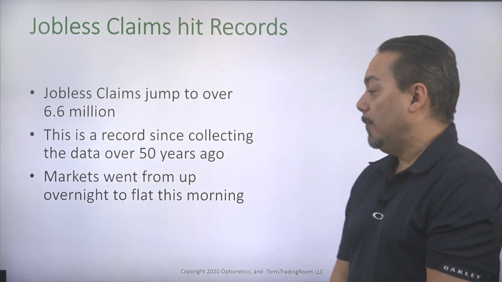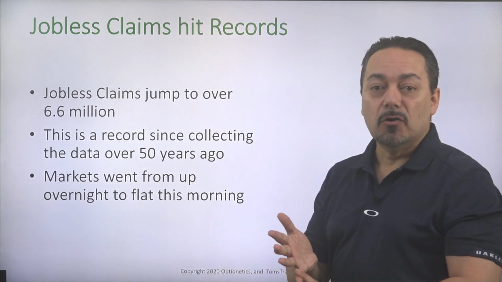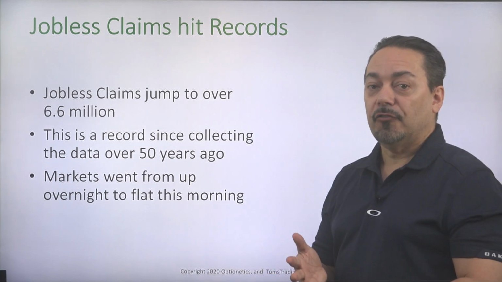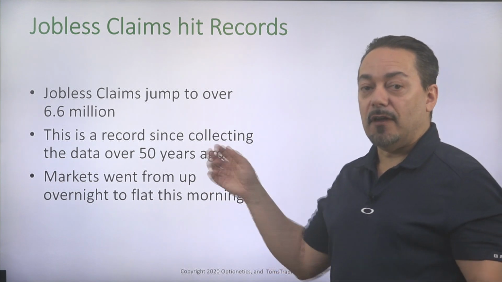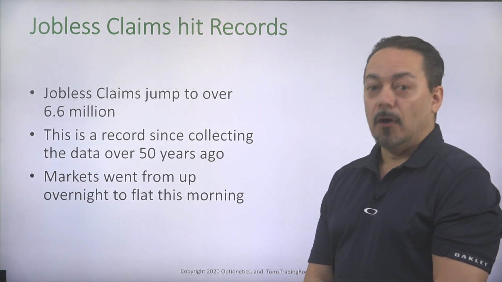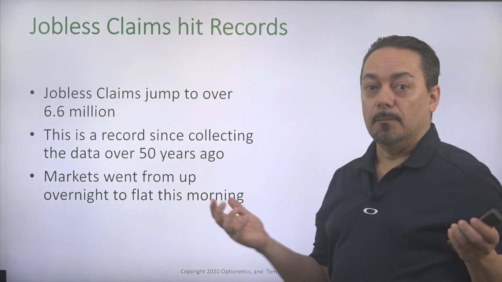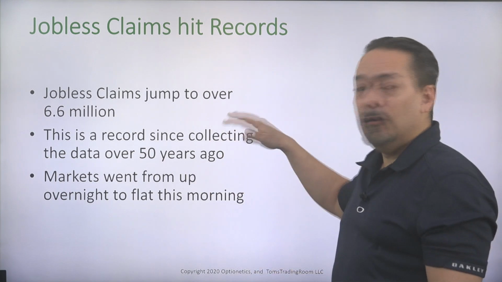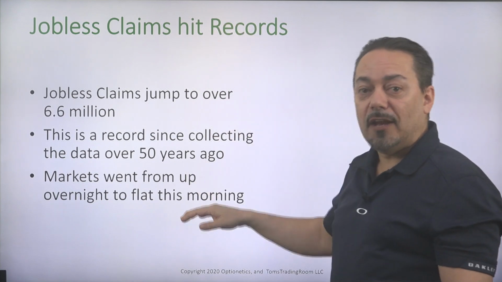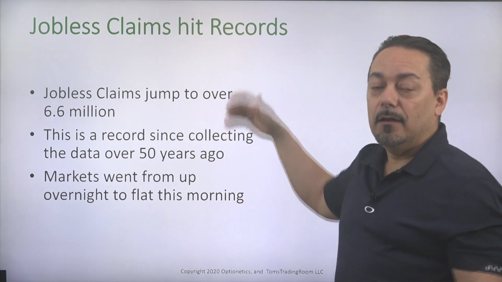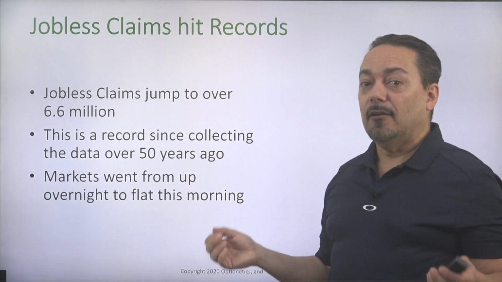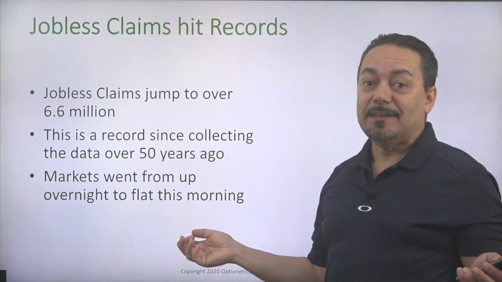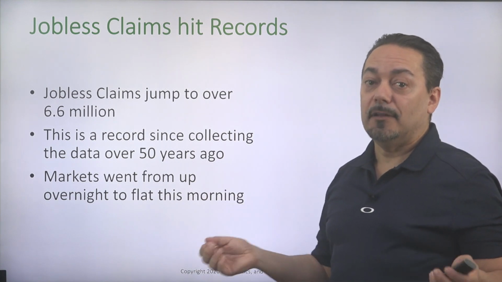Today we had jobless claim numbers come out, 6.6 million. This is record setting. We've never had jobless claims like this before. Tomorrow, we've got the big jobs report. We'll get to that in a moment. Markets were basically up overnight, then they came racing down flat. Now they're back again. Volatility is definitely here to stay. If you think the volatility for today is big, wait till you see what's coming tomorrow.